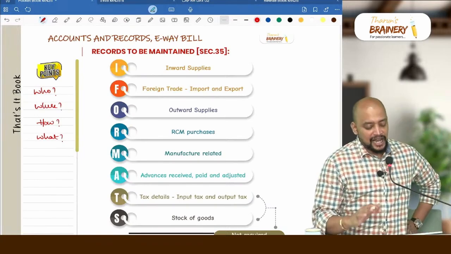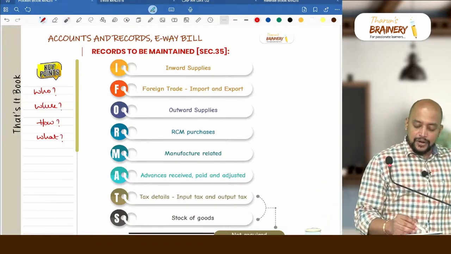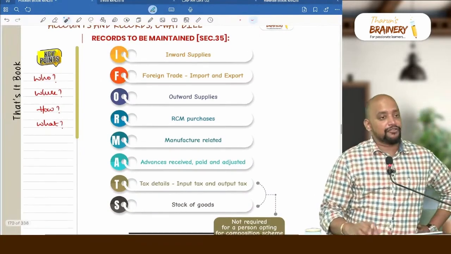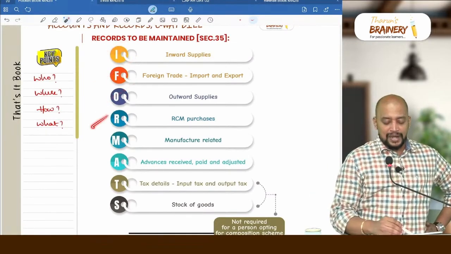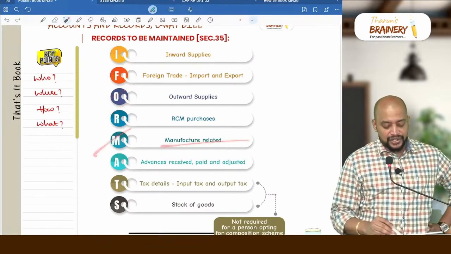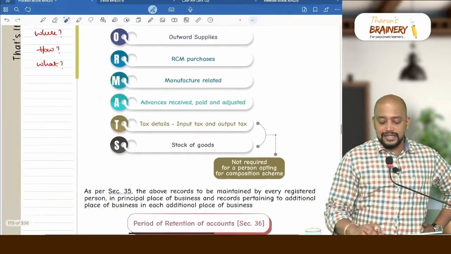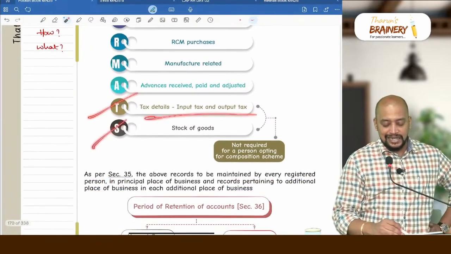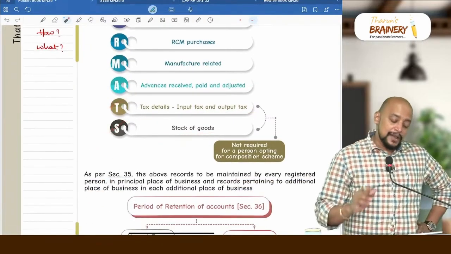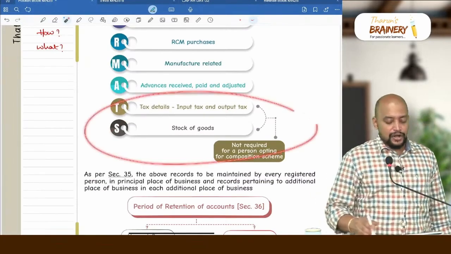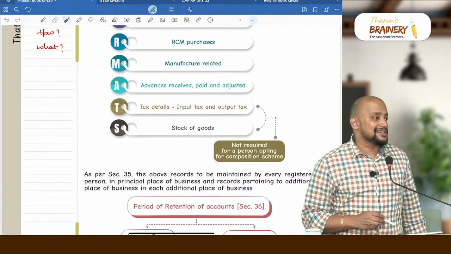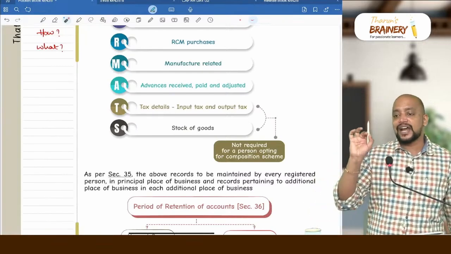And next, what are the accounts and records to be maintained? That is these I-FORMATS. Already we know I-FORMATS. I for inward supply, F for foreign trade, O for outward supply, R for RCM, M for manufacture related, A for advances received, paid and adjusted, T for tax details, S for stock of goods. But if there is a person who is opting for the composition scheme, they are not required to maintain tax details and stock details, meaning it is just I-FORMA.